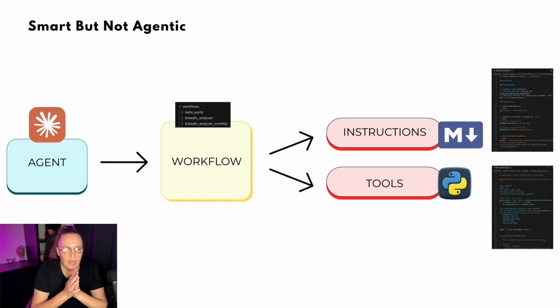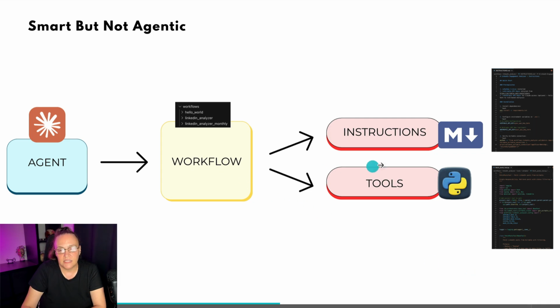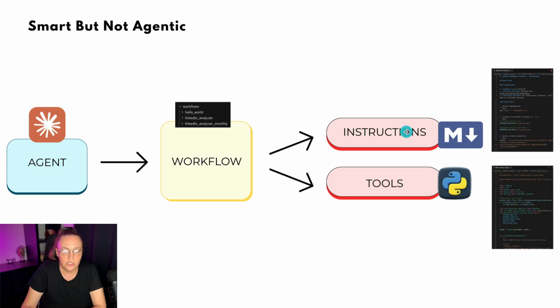Basically, you have an agent, they call it an agent, but this is the infrastructure in, say, Claude Code. In this infrastructure, they have one or more workflows, and each workflow has its own instructions and its own tools. So when you run the workflow, it reads the instructions and then uses various tools to perform each task, each step of the workflow. And that's it. It is very smart, but it is not agentic.